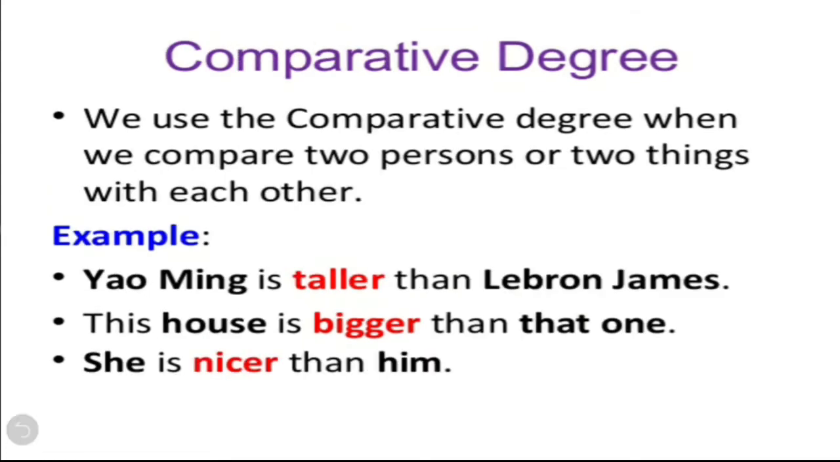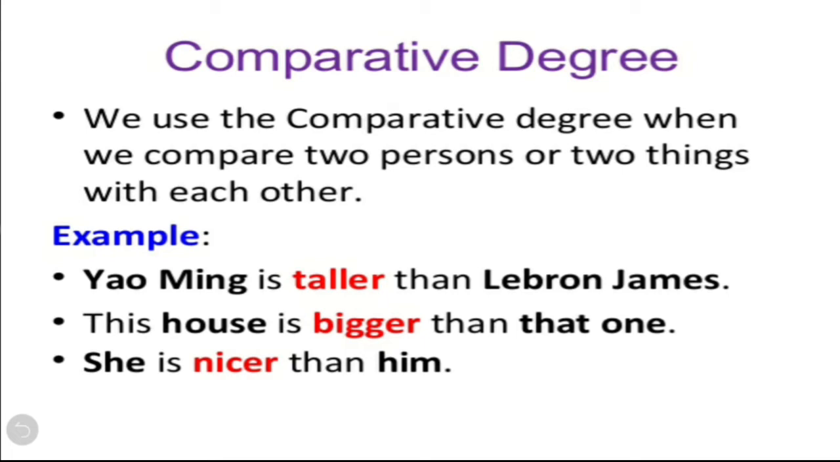Now coming to the next, the comparative degree. We use the comparative degree when we compare two persons or two things with each other. Let's look at an example. Yao Ming is taller than LeBron James. This house is bigger than that one. She is nicer than him.